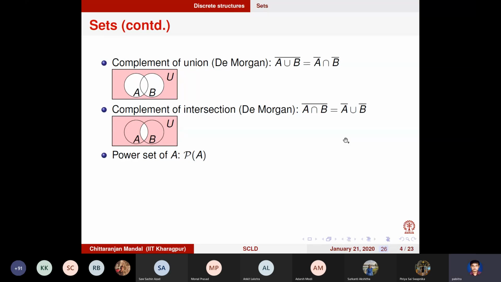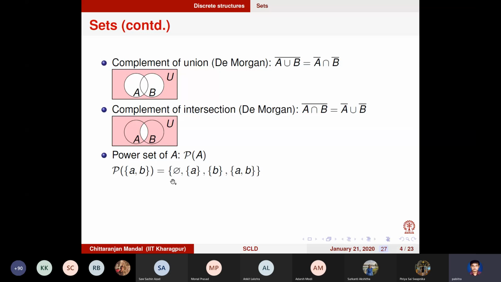Let me define another important thing in set theory, which will be useful to us later. It's the definition of the power set of a set A, denoted by script P(A). The power set of a set A is another set whose elements are not elements of A, but subsets of A. So the power set of a set A is a set whose elements are all possible subsets of A. If your set is a two-element set {A, B}, then all possible subsets are null, only A, only B, and AB, the full set itself.